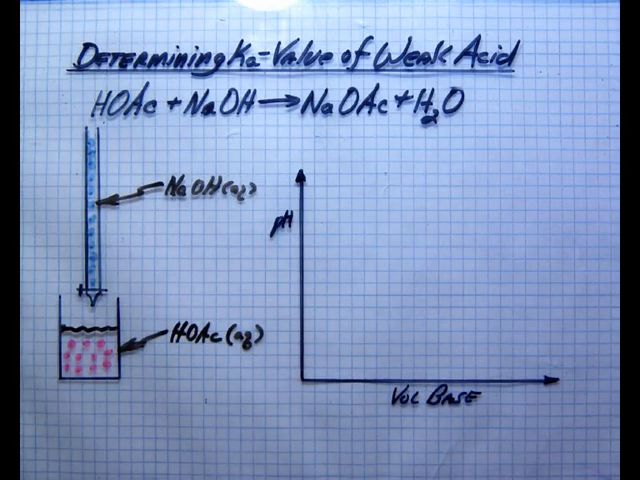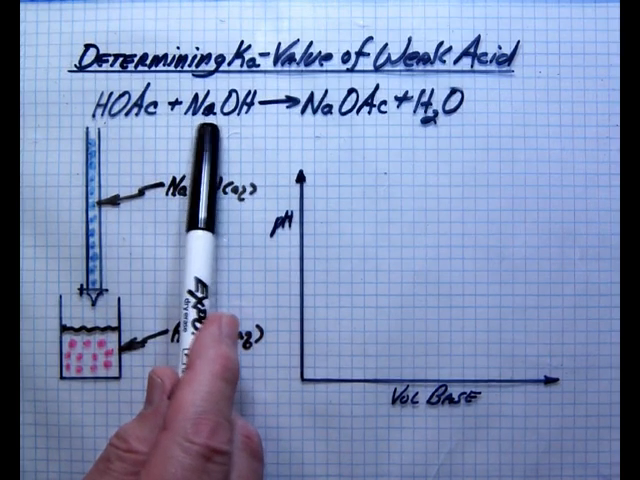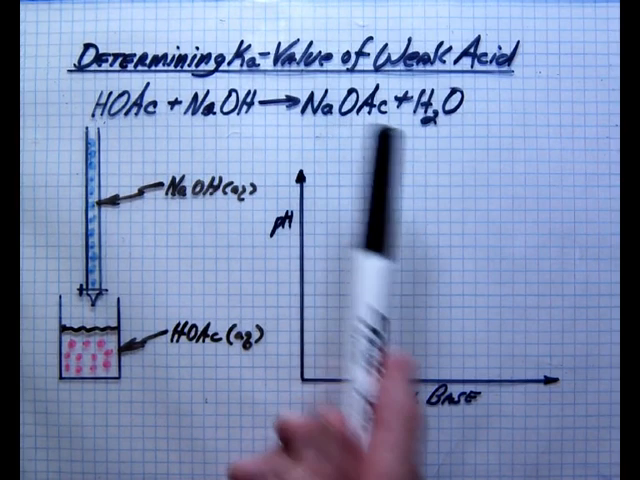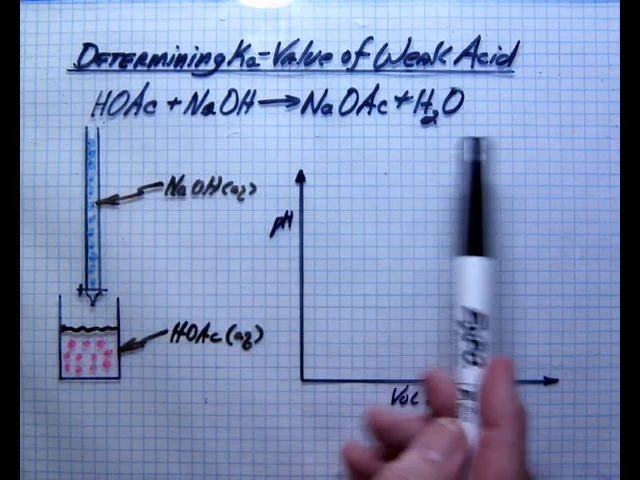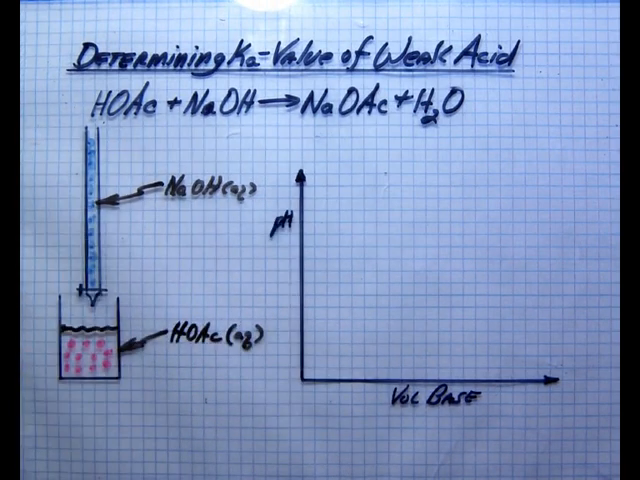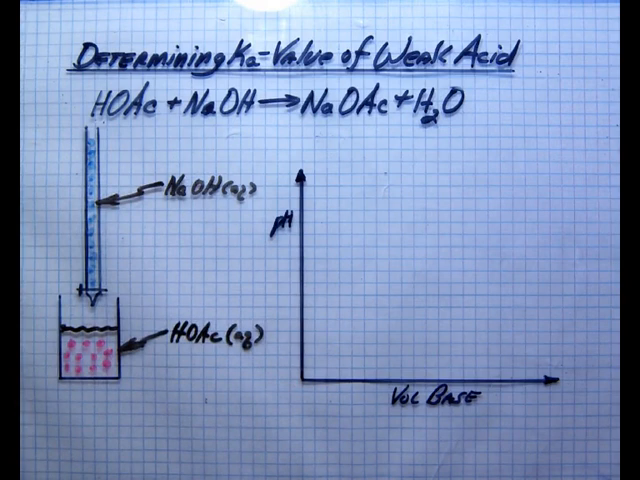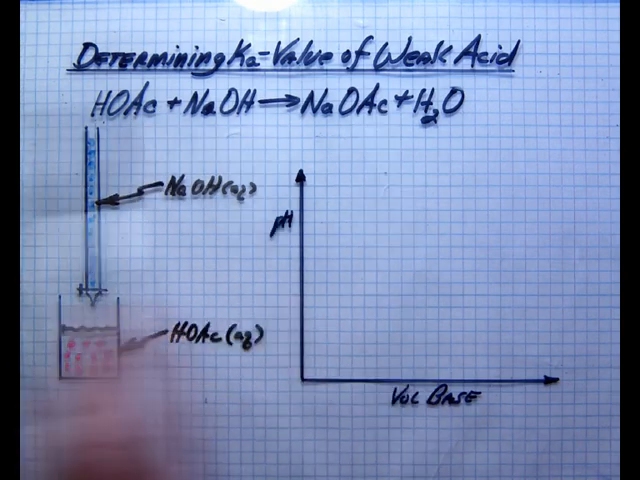This lecture deals with determination of a Ka value of a weak acid. When a weak acid reacts with a strong base, a salt, sodium acetate if we're using acetic acid, and water are produced. We can use a titration trend and the data derived from that trend to determine the Ka value. In the process of titration, we'll be adding the base into the weak acid, the acetic acid, and it will be following this process.